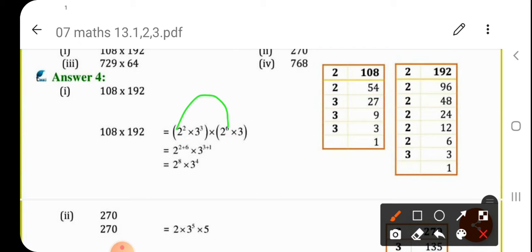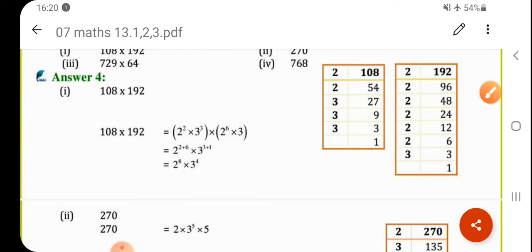Then you can simplify it. 2 raised to 2 and 2 raised to 6, that is 2 raised to 8. Then 3 raised to 3 and 3, that is 3 raised to 4. So this is your final answer.